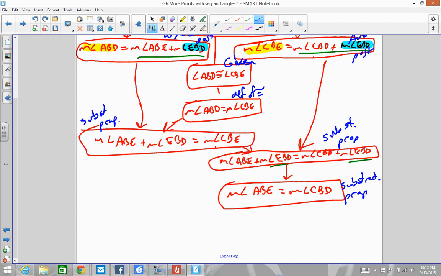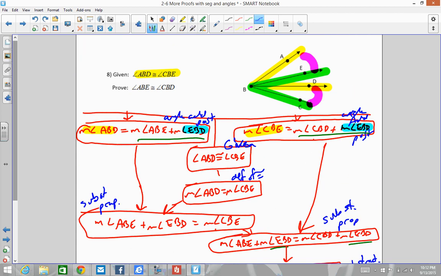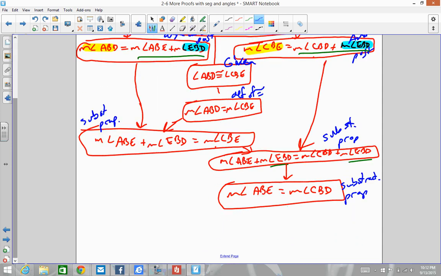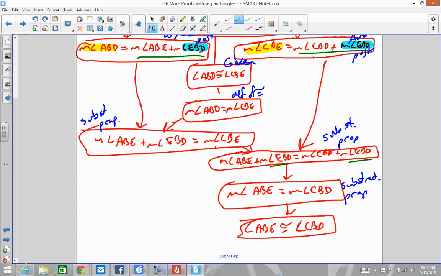Now remember my original proof up here. Remember one of those congruent. Well, I don't have them congruent, I have them equal, so I need one more step in there. And that is angle ABE is congruent to angle CBD by the definition of congruence. And there's my proof here.